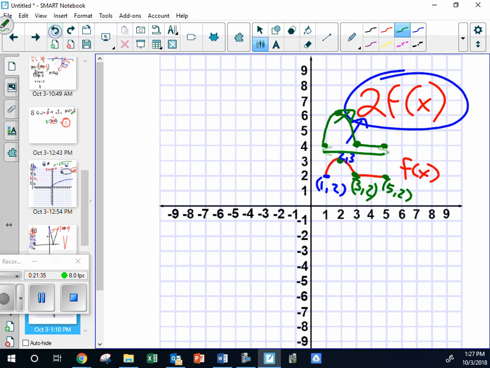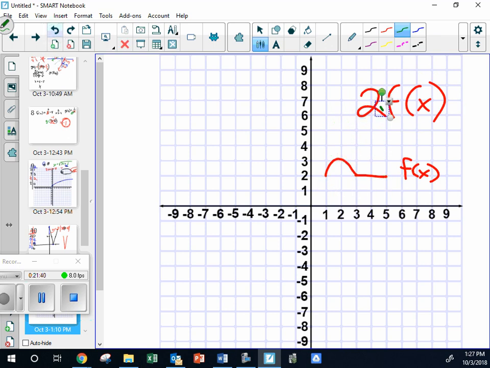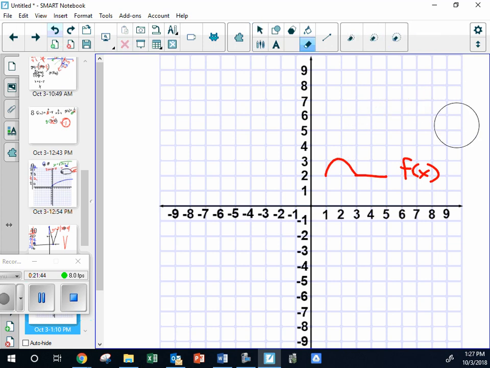All right, I'm going to clear this back to the normal picture. And I want to do another one like that because you guys weren't very good at that. So let's try something else like that. Let's make it 1/2 f of x. Now, by putting it on the outside, that's a vertical change. Horizontally, the hat will be the same width.